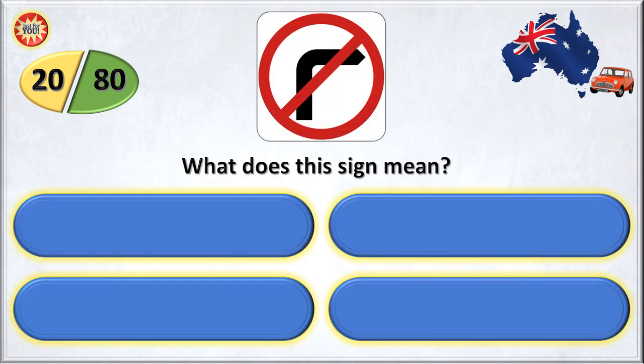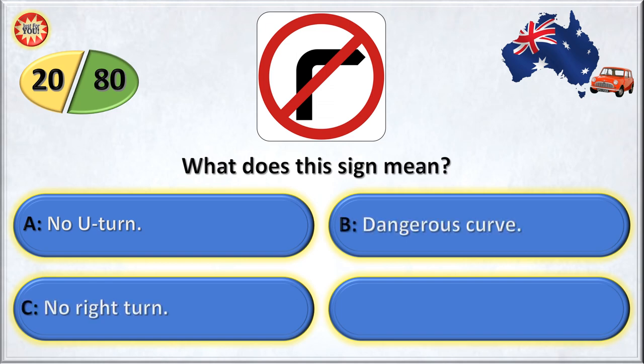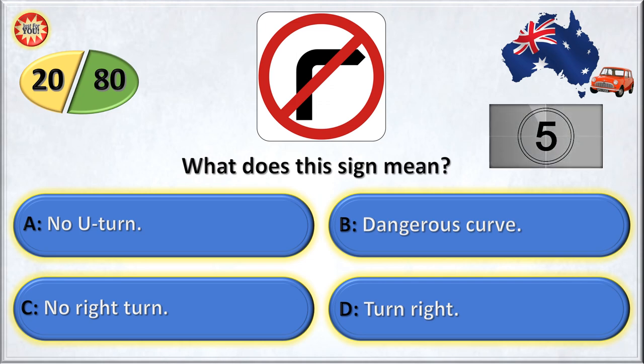What does this sign mean? No U-turn. Dangerous curve. No right turn. Turn right. No right turn.